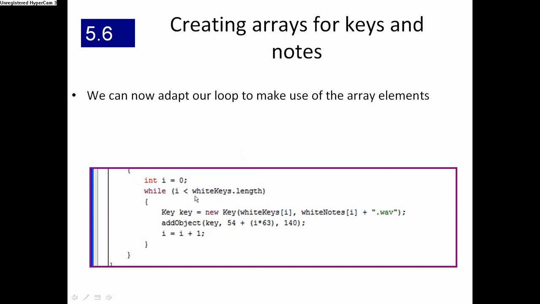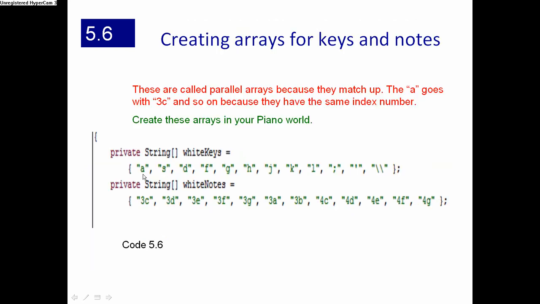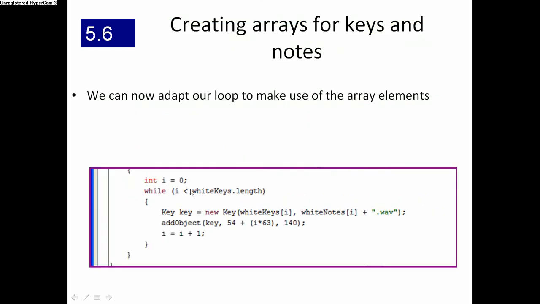So we still have our int i, while i, by the way, we changed this from is greater than 12, whiteKeys.length. What do you think whiteKeys.length is? Well, let's take a look. What's the length of this? 1, 2, 3, 4, 5, 6, 7, 8, 9, 10, 11, 12. The length is 12. So it does the same thing. It's more flexible. We can talk about that individually if you want. Okay, so now take a look at the new code.